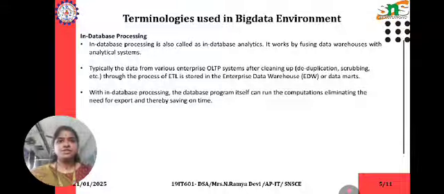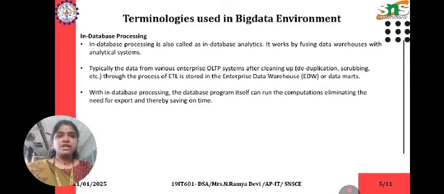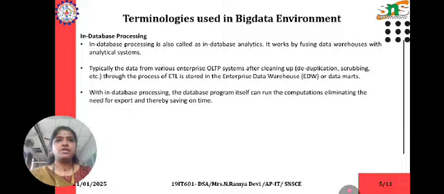In-database processing is also called in-database analytics. It works by fusing data warehouses with analytical systems. Typically, the data from various enterprise OLTP systems, after cleaning up through the process of ETL, is stored in the enterprise data warehouse or data marts. With in-database processing, the database program itself can run the computations, eliminating the need for export and thereby saving on time.